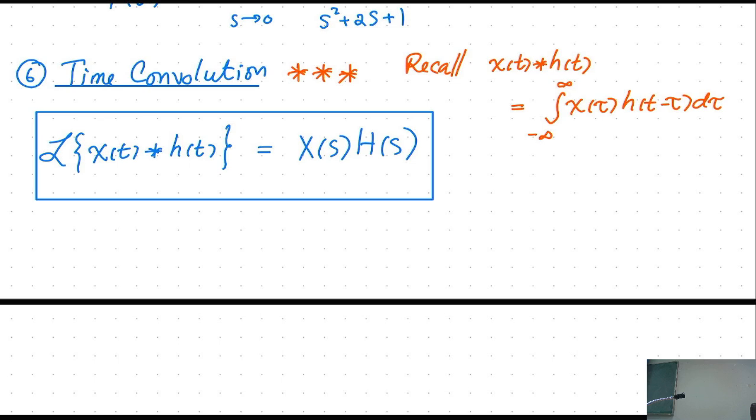In the time domain, this is convolution. In the s domain, it is just the product, just the multiplication. So we have converted from integral into algebraic manipulation. Instead of having to do integration, we can just multiply and add together, and that's it.